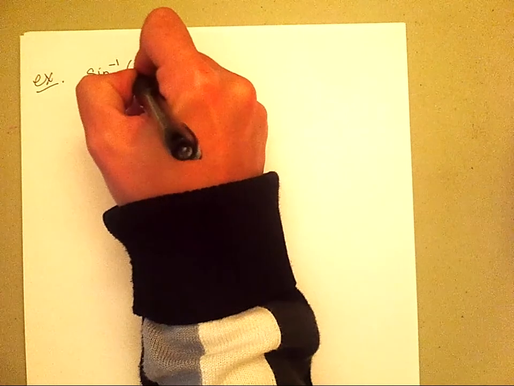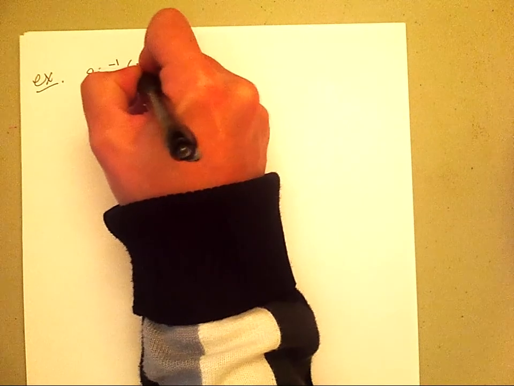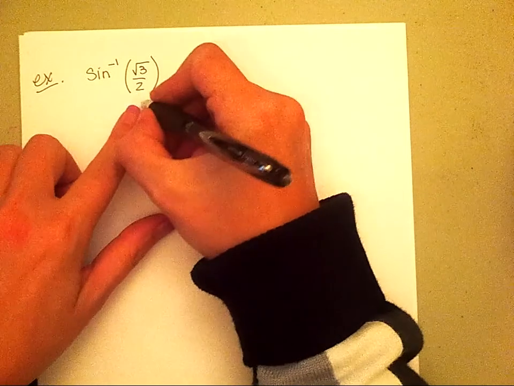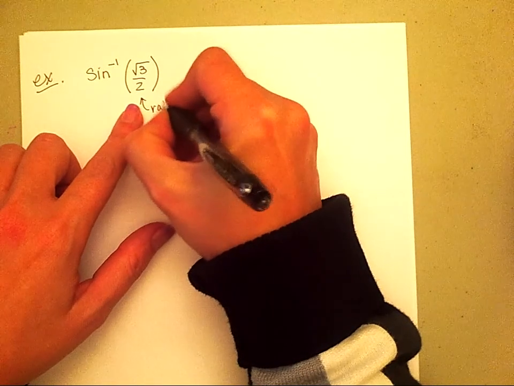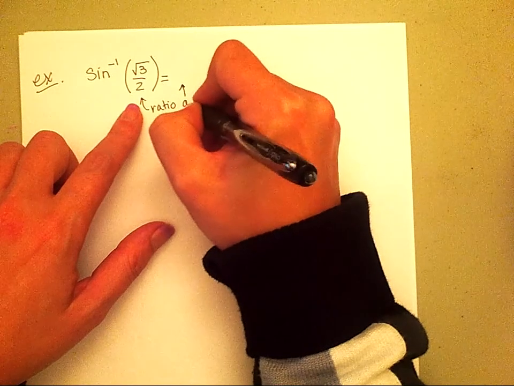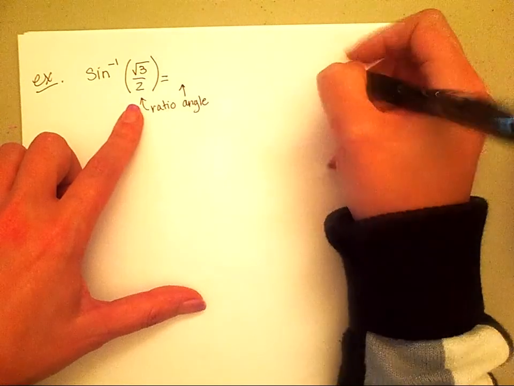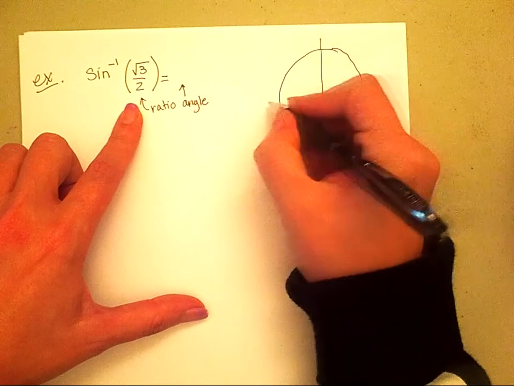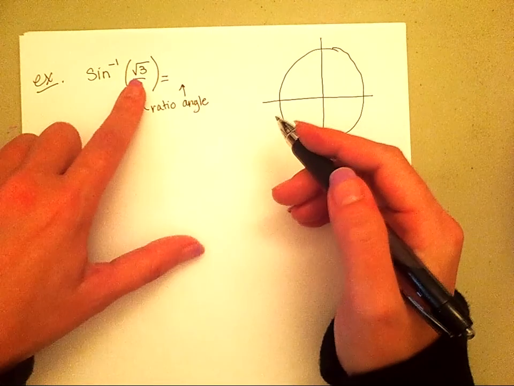Let's say I need to find the value of the inverse sine of root 3 over 2. Now remember, what goes in is a ratio, and what comes out needs to be an angle. So I always draw a sketch. Here's our unit circle.